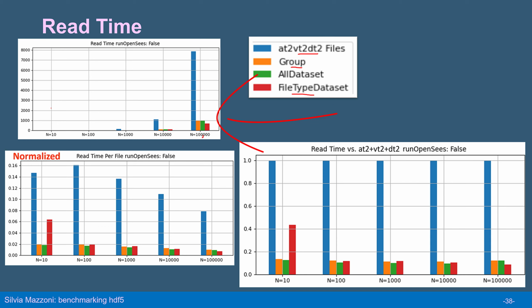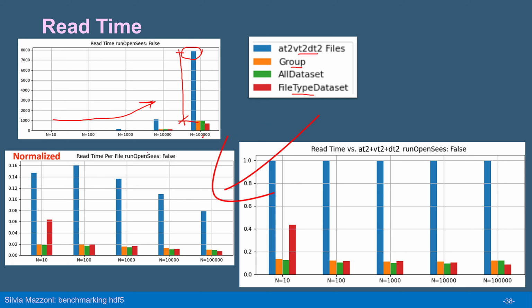If we look at the very top left, the first thing we learn is that read time increases with the number of files, which makes perfect sense, but it's a good way to test your data. And right away, we see that read time is significantly higher when you have AT2 files than when you're dealing with an HDF5 file. In my case of 100,000 files, this chunk of time is 7,000 seconds that you have gained. So that's already something in absolute values.